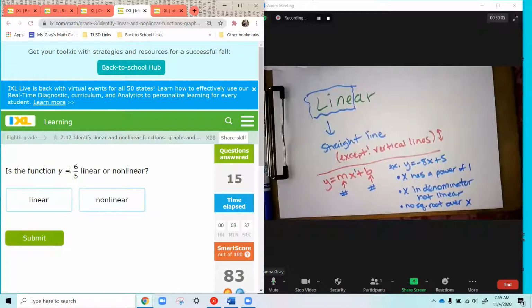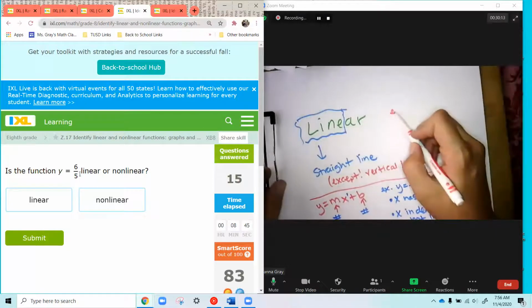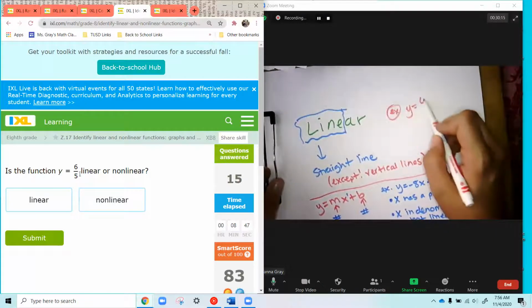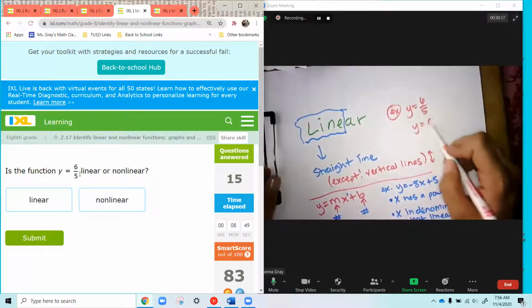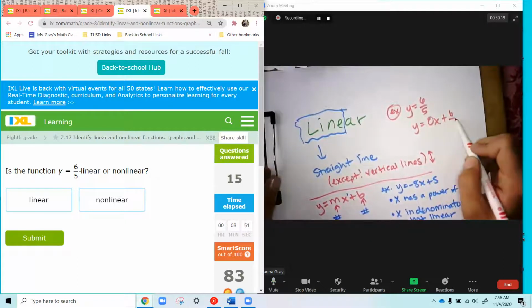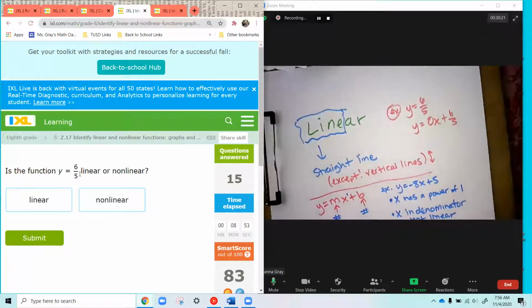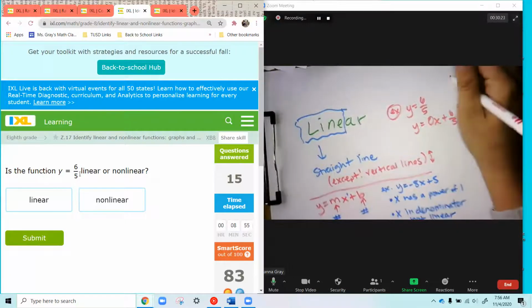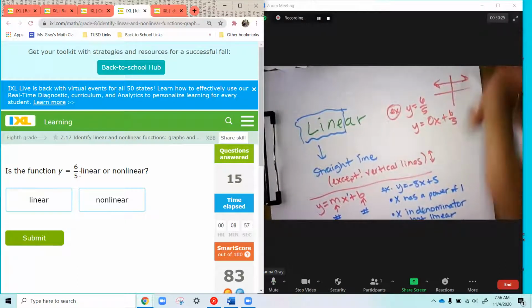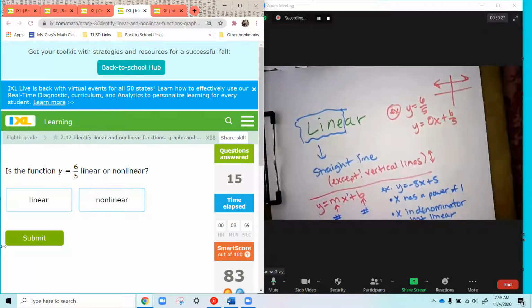Ooh, y equals 6/5. So we'll talk more about this later, but this has x. It just has 0 x's. So really, if I was going to rewrite that one, y equals 6/5, I really could say it has 0x plus 6/5, which is still fine because it's not in the bottom. There's just nothing. It'll make a straight line. It makes a line that looks like that, horizontal, because there's no slope, no rate of change in front of x. So it's still linear.